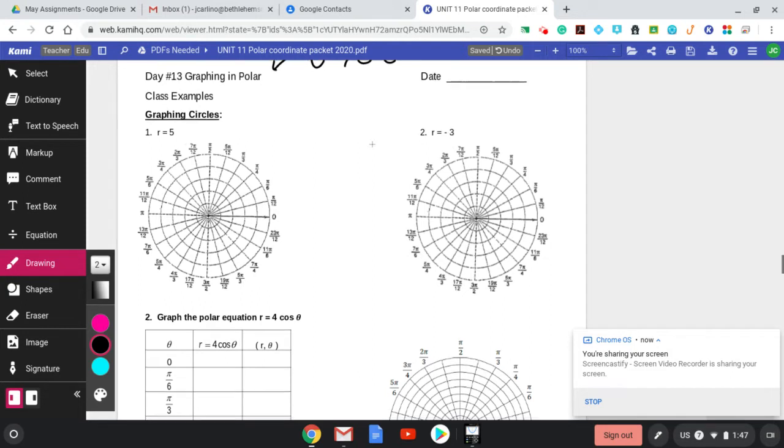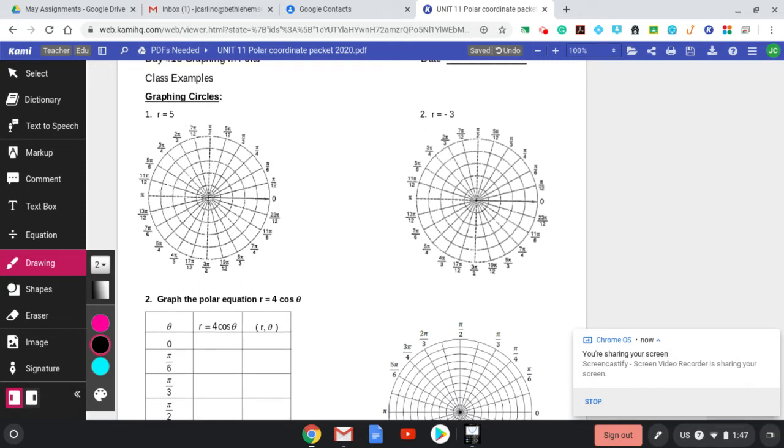So for this first one, everything again is going to be done on the polar grid. You need an actual polar grid, not a ghetto polar grid that you draw yourself. Let's be real here and do it on an actual polar grid. So for the first problem here, I'm asking you to graph r equals 5.